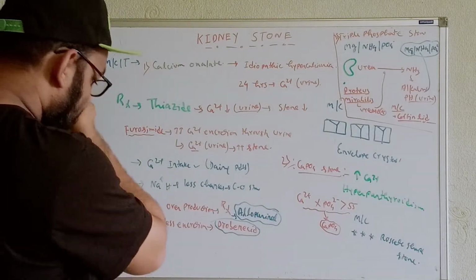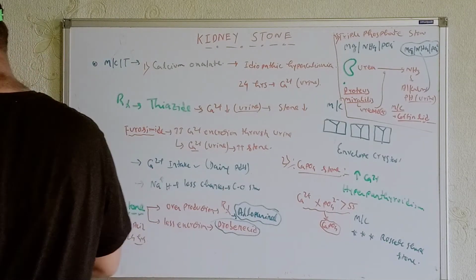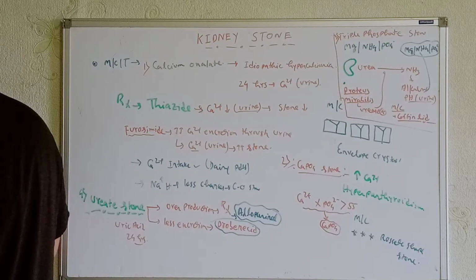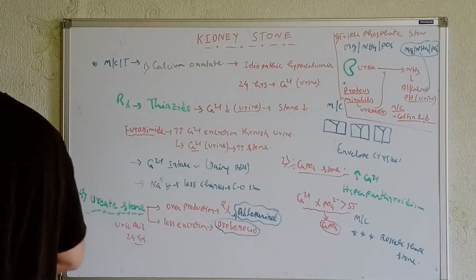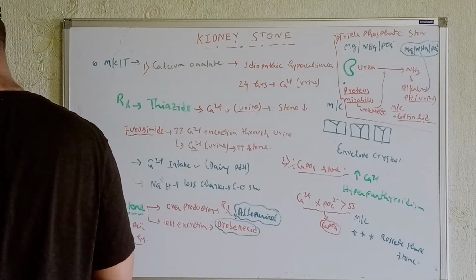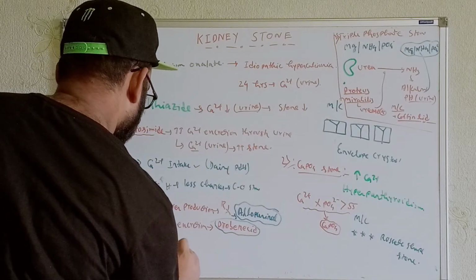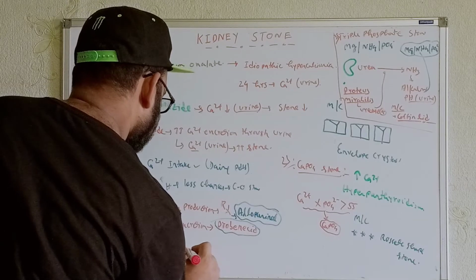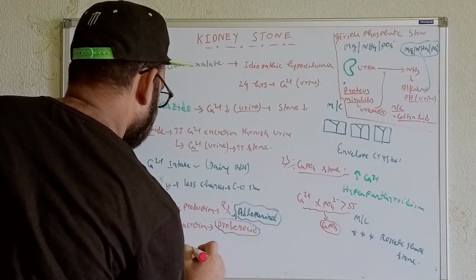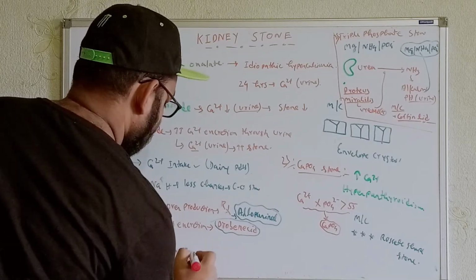Now let's talk about the shape we will get in these cases on microscopic findings. So in these cases, on the microscopic findings, we will get a pointed shape, and we will get this type of shape.